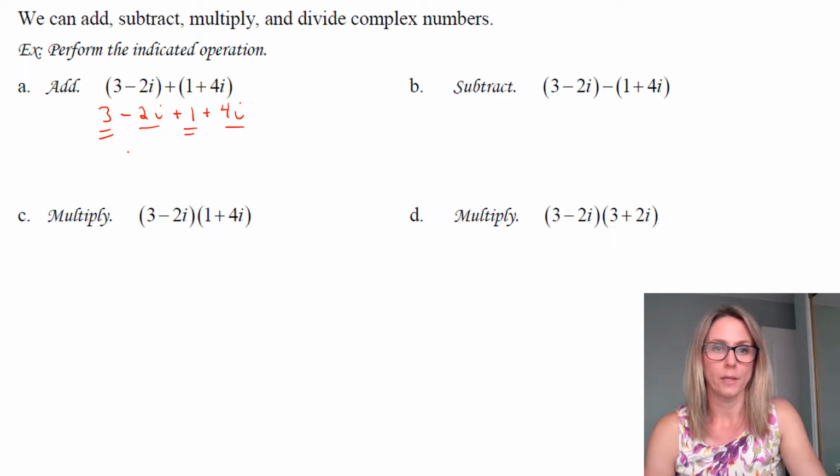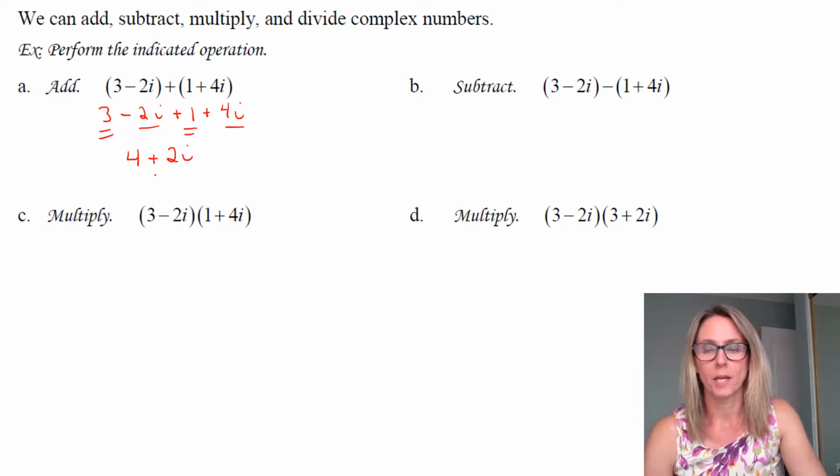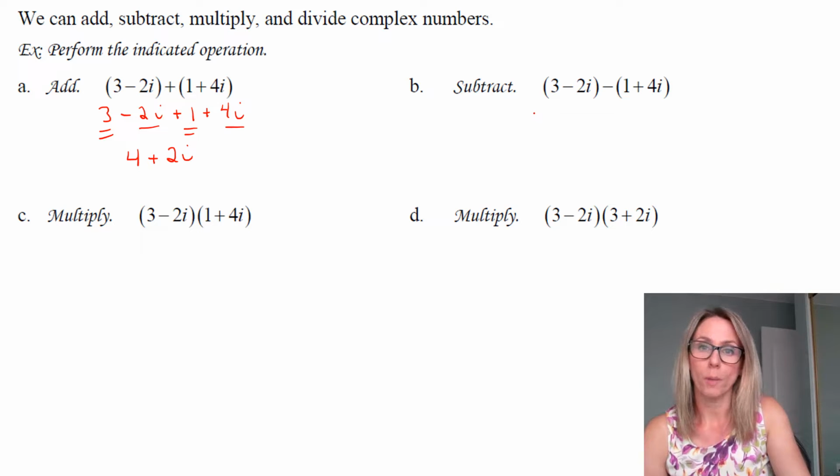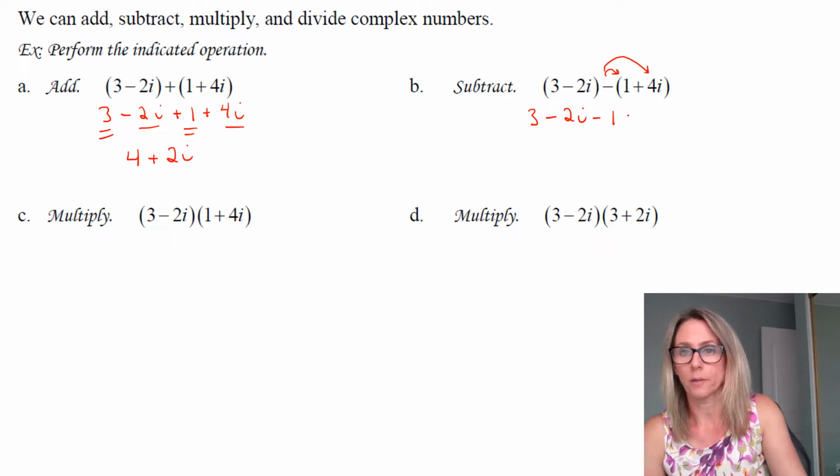And so in this case, we'd have 4 plus 2i. We cannot combine it anymore. That is it. We have a complex number here. You can try the same thing with the subtraction if you want to pause and see if you can do the subtraction. No different. You just need to make sure you distribute that minus sign to everything inside the parentheses.